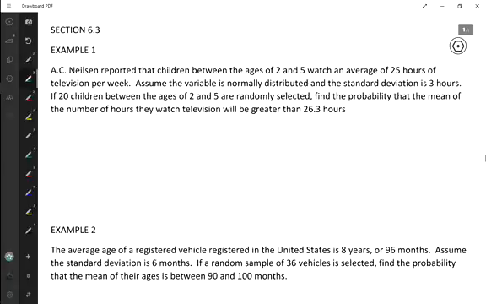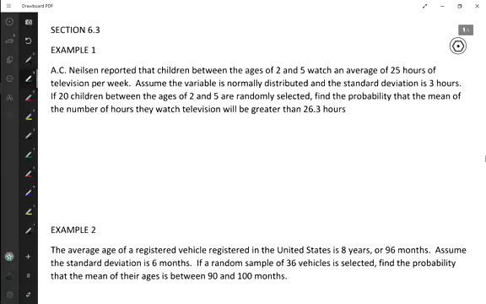So section 6.3 takes what we've done in sections 6.1 and 6.2 to the next level. Now, if you do some reading in section 6.3, you'll notice it talks about something called the central limit theorem. The central limit theorem is critically important to our understanding of how to answer the next types of questions.